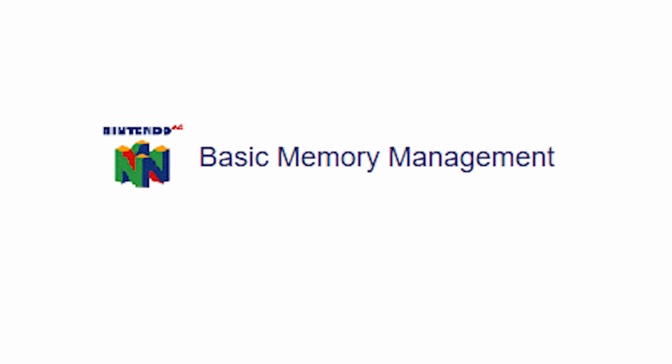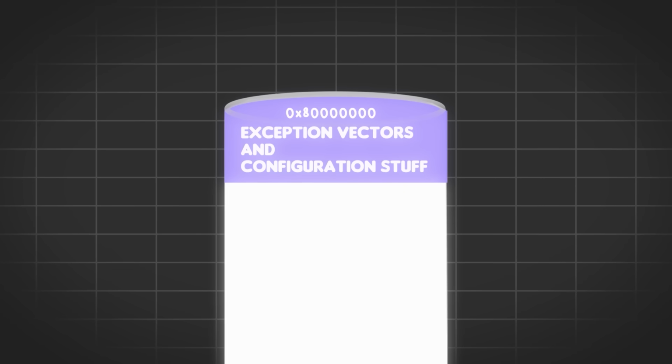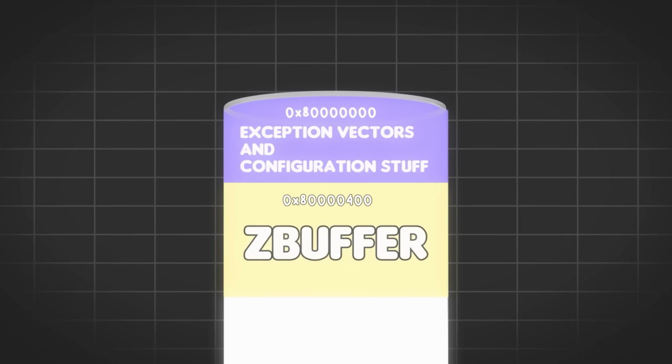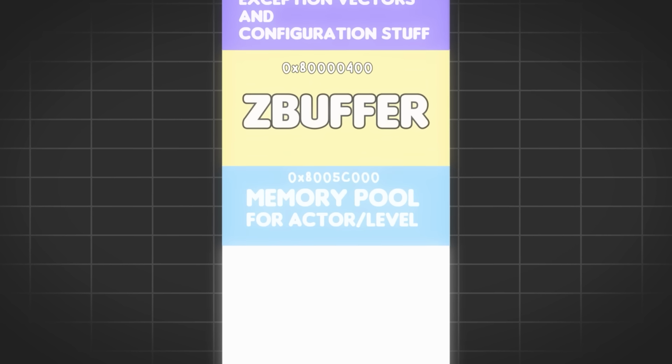Let's first take a look at Mario 64's RAM map. This is how all the data is laid out in memory at runtime. We start with 1 kilobyte of exception vectors and configuration stuff as the Nintendo 64 manual recommends. Then we follow with about 1/3 of a megabyte for the Z buffer. Then we have around 1.5 megabytes of memory pool for actor and level data.